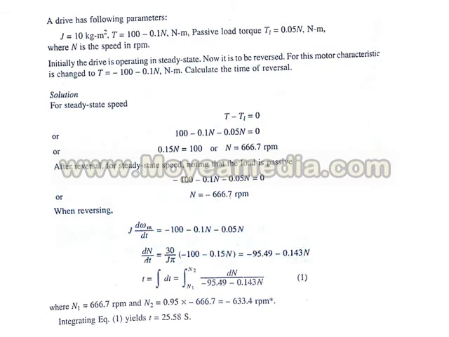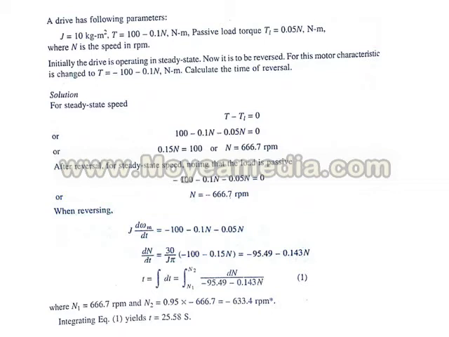Here is a numerical on transient time. A drive has the following parameters: J, T, TL. Initially the drive is operating in steady state. Now it is to be reversed. That means its speed has to be reversed. For this, the motor characteristic is changed to T equal to minus 100 minus 0.1 N Newton meters. Calculate the time of reversal.